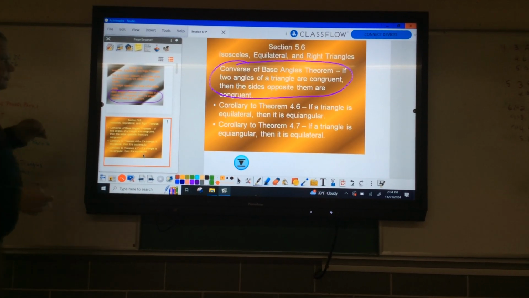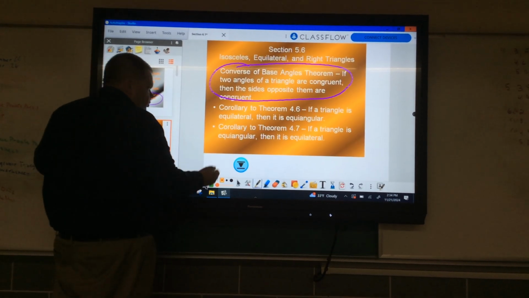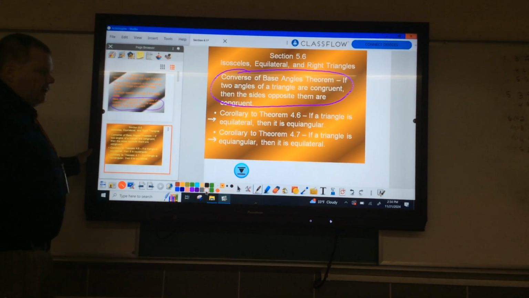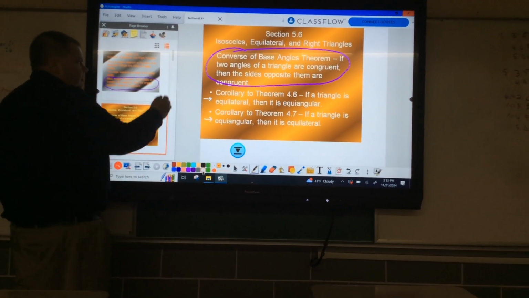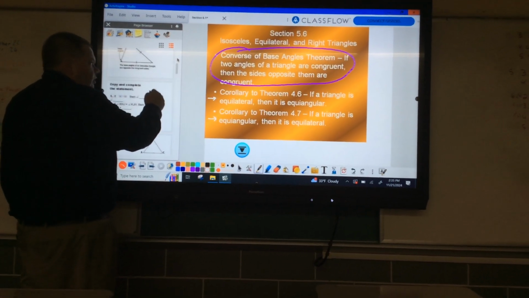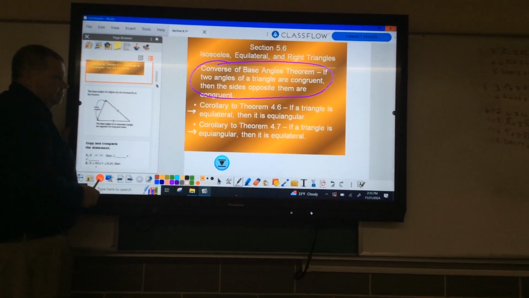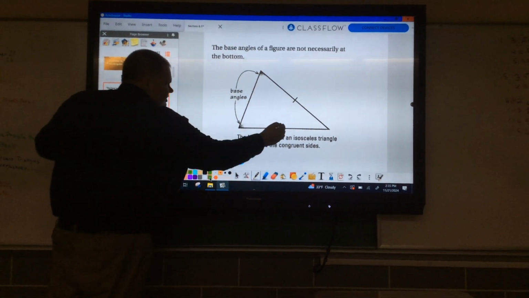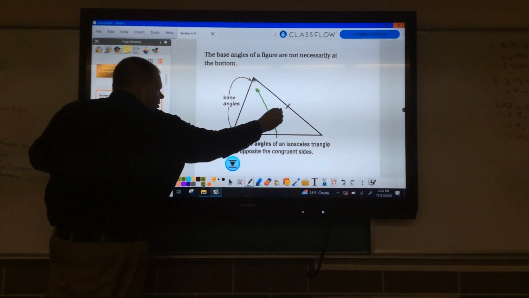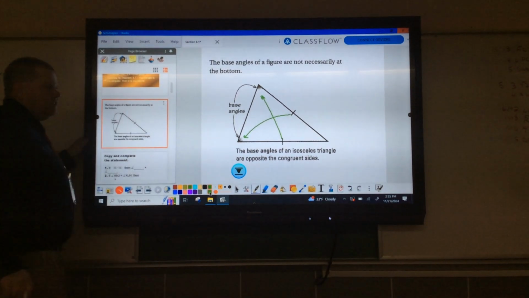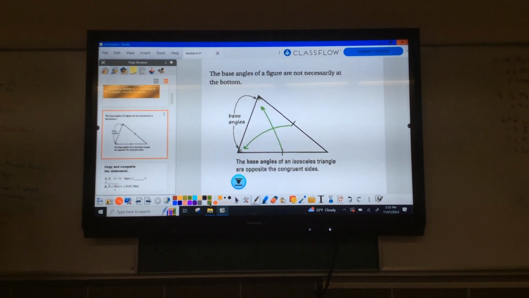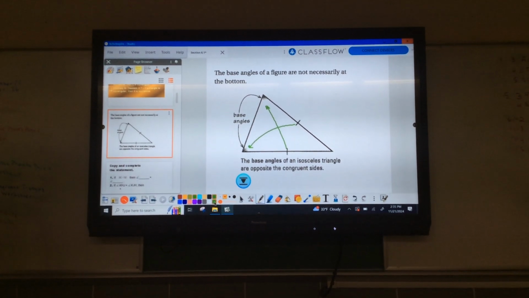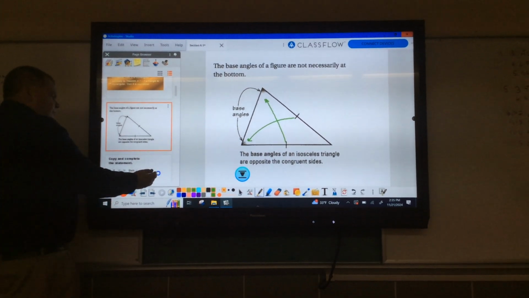What that leads to then are two corollaries that say if a triangle is equilateral, it's equiangular, and then vice versa. If a triangle is equiangular, it's equilateral. So all three sides and all three angles are going to be the same. Okay, so when you have a triangle and you have two sides equal, the angles opposite those two congruent sides are going to be the ones that are the same. And those are our base angles. Okay, so the base angles are not necessarily at the bottom, it's the ones that cross the two sides.